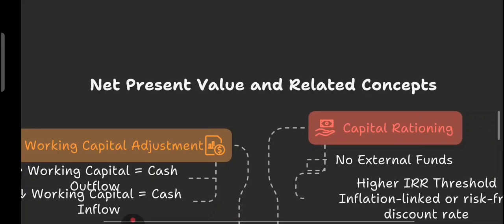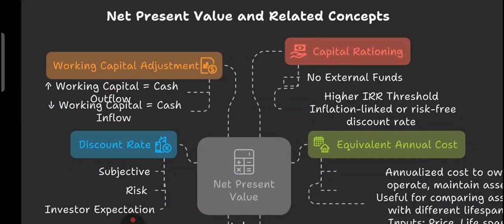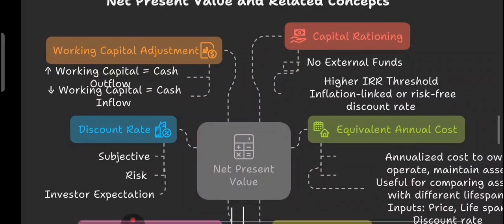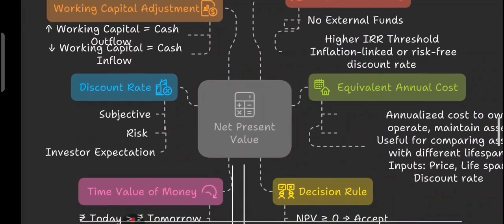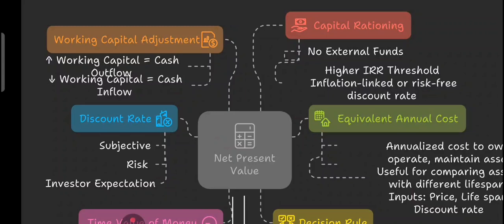Then we have the next investment evaluation tool, that is called the net present value, or in short, NPV. So let's understand what net present value is all about using this particular diagram. First of all, the question is why NPV matters? Because it answers one simple but crucial question: is this investment really worth it in today's money? That is one question that it answers.